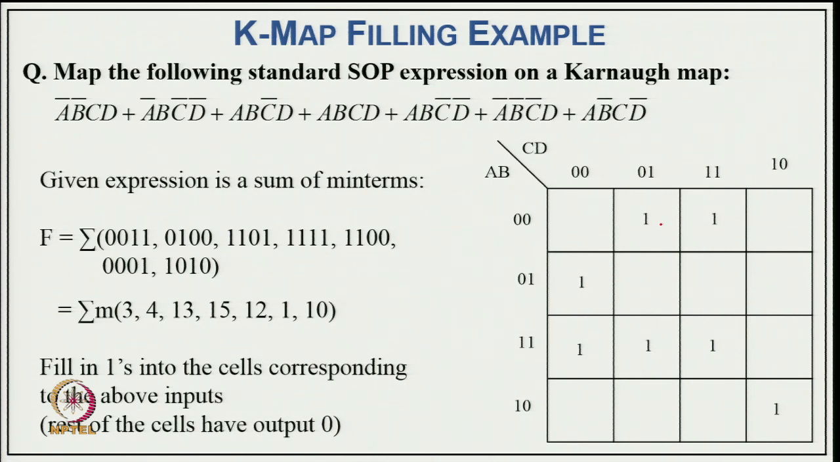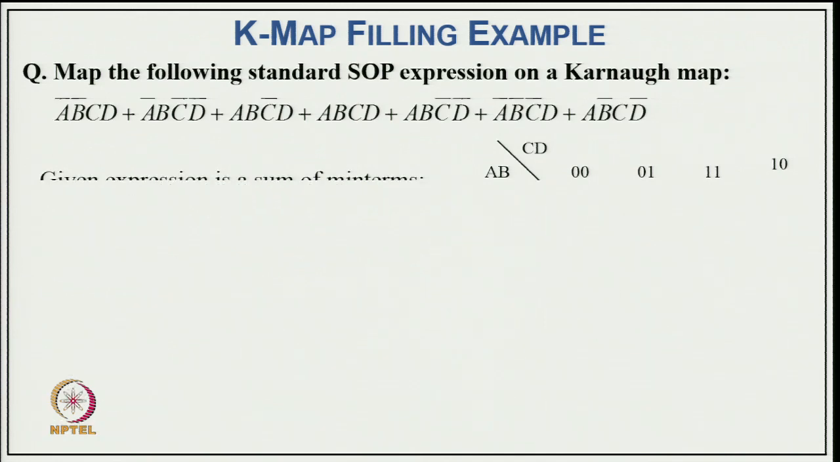Similarly, you map all these minterms, ending with 1 1 1, and this represents the sum of minterms 3, 4, 13, 15, 12, 1 and 10. Fill 1 into the cells corresponding to the above inputs, and the rest of the cells have a 0, which we are not writing here.